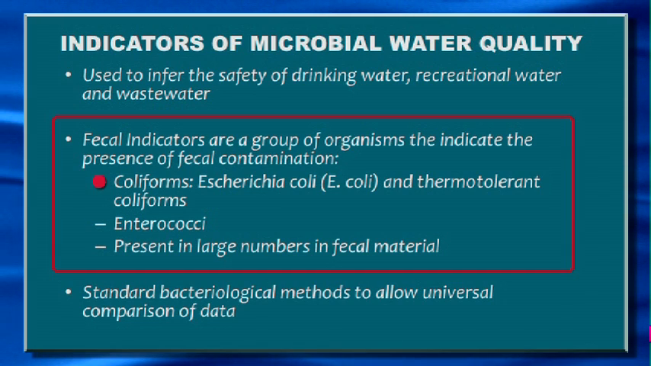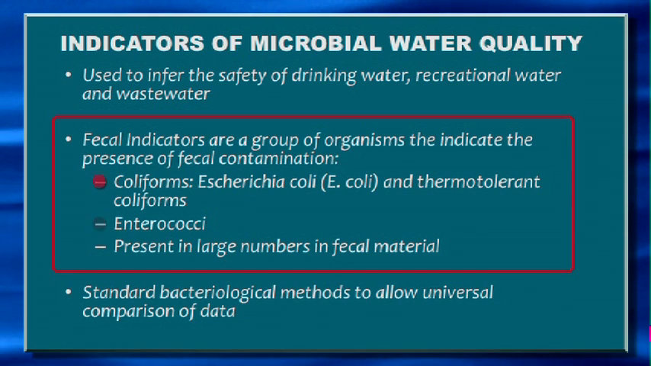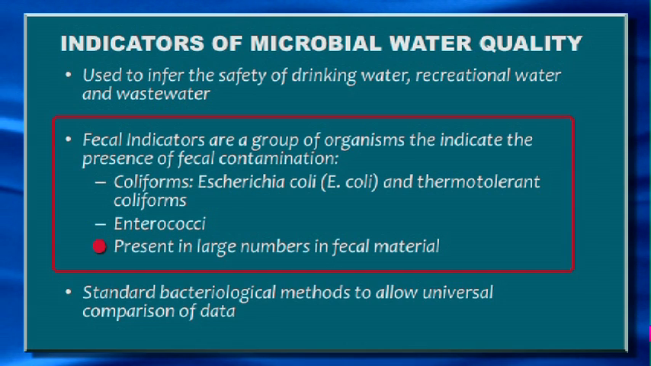And this includes the coliforms like E. coli and thermotolerant coliforms, and also enterococci. So these are things which are commonly present in your intestines. They enter the fecal matter. They could get into the water supply, but they're an indicator that the fecal material is there.